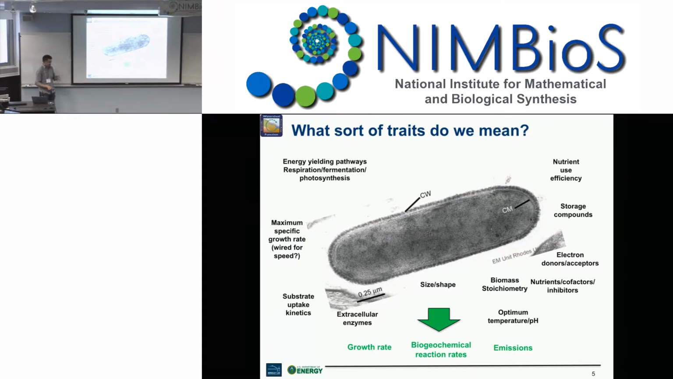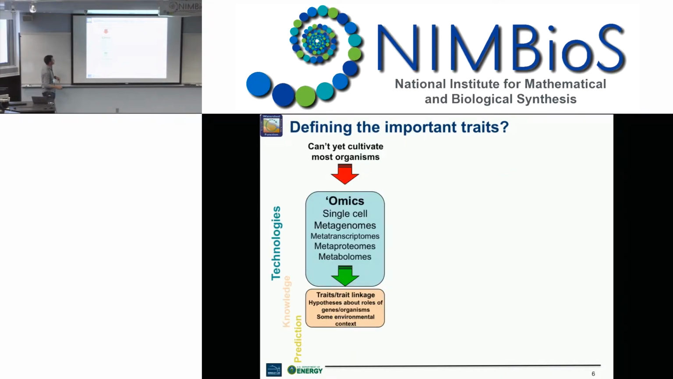So next I want to step through some examples of how we go about quantifying these traits, and an approach that I think about, at least anyway. This is our challenge. We can't cultivate most organisms. We will never cultivate most organisms. So we have to work together as a community to build generalizable understanding of the distribution of traits and validate the accuracy of those predictions.